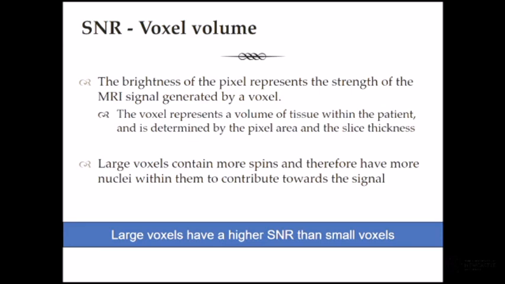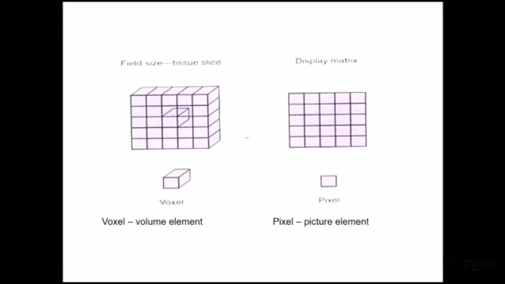Large voxels contain more spins, and therefore more nuclei and more protons, so they contribute more towards signal, because we physically have more spins within that area since we've changed the voxel volume. That's what it looks like. If you think of this, this is our field of view, this is our slice. Our voxel is just that pixel face times the volume.